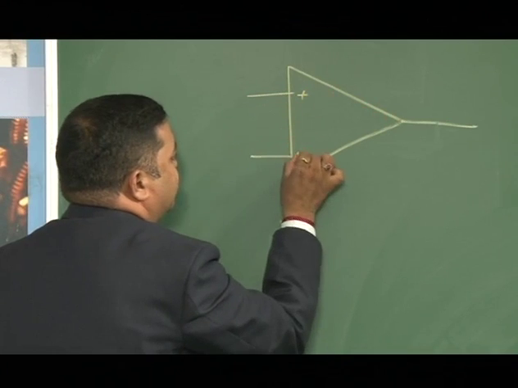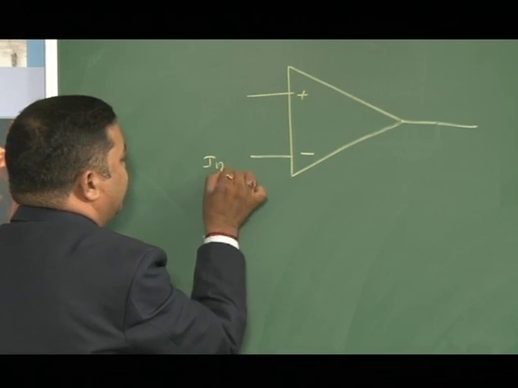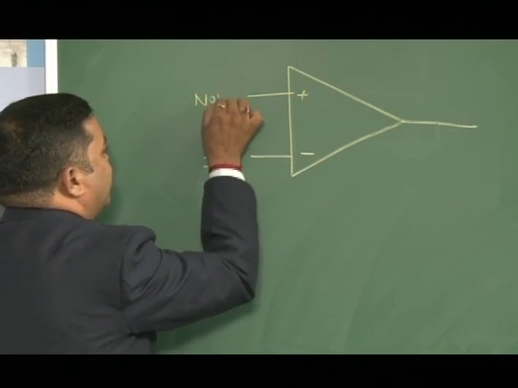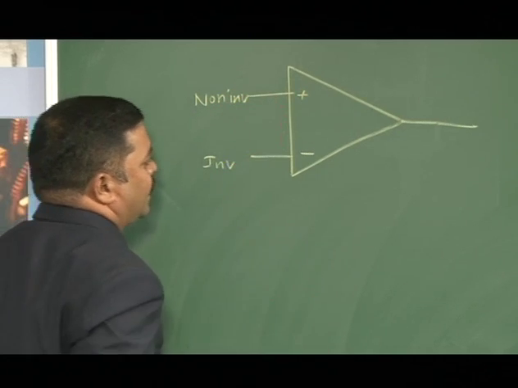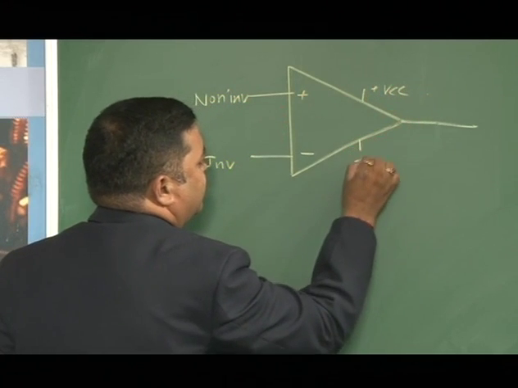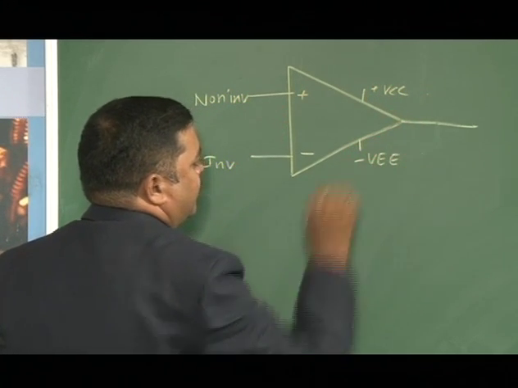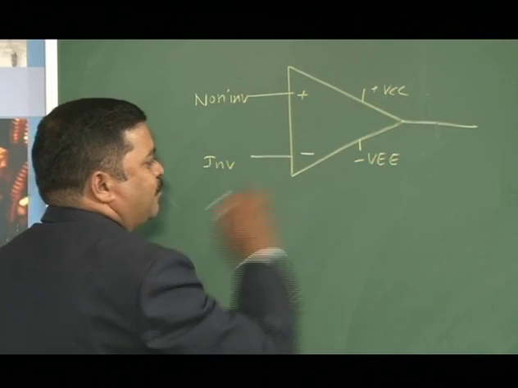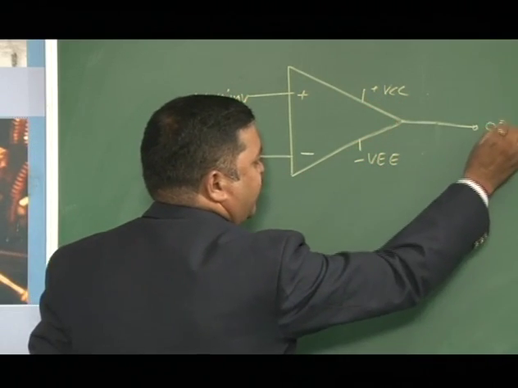Let me say this is plus minus. So, this is the inverting input terminal and the non-inverting input terminal, and of course, we need to give plus VCC and minus VEE, the positive power supply and the negative power supply, and we take the output at this point.